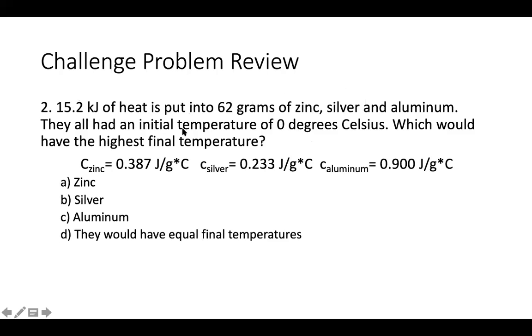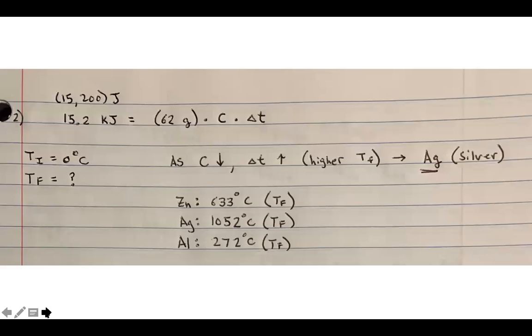And in this circumstance, they're asking which one of the following metals would have the highest final temperature. The answer to this is B, silver. Let's look at our equation here. Remember Q, our heat, is equal to m, our mass, times our specific heat, c, times delta T.